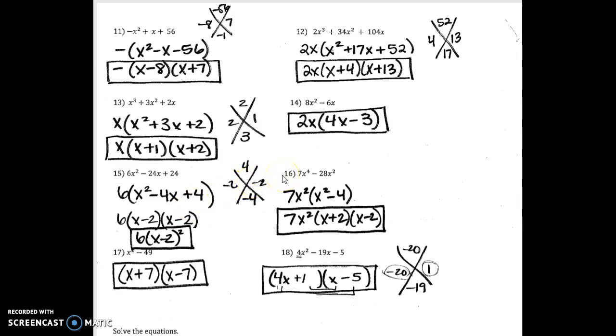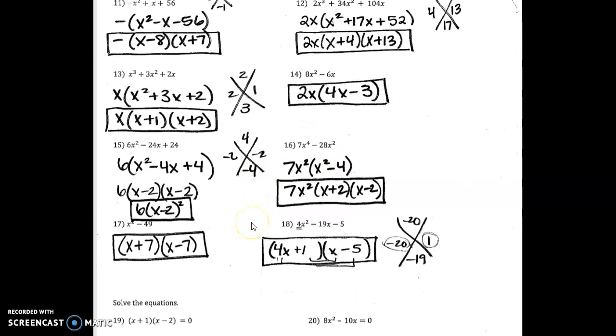16, GCF, GCF. I'm tired of chanting GCF to you, but you got it. GCF every time. If something can be factored out, do it. It'll make your life easier after that.